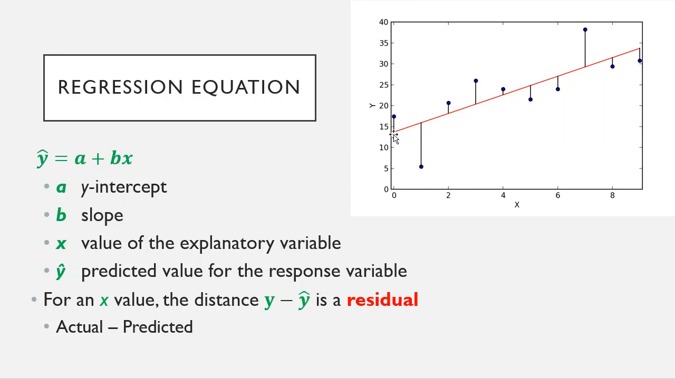So wherever it crosses here at x equals 0, that number will be the y-intercept, and then this line has a slope, rise over run, and that's the number b. Okay? For any particular x value, if you take y minus y hat, that's called the residual. So you take what the value actually is minus the predicted value. That length is the residual.